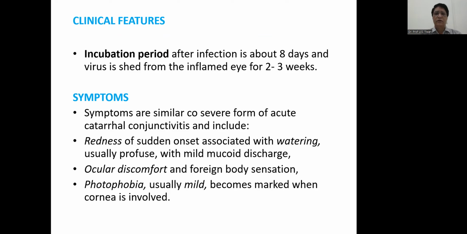Symptomatically, it is quite similar to acute catarrhal conjunctivitis, a severe form of acute conjunctivitis, and it improves. The symptoms are redness of sudden onset associated with watering, usually profuse, with mild mucoid discharge, ocular discomfort, and foreign body sensation. Photophobia is usually mild, which becomes marked when the cornea is involved.